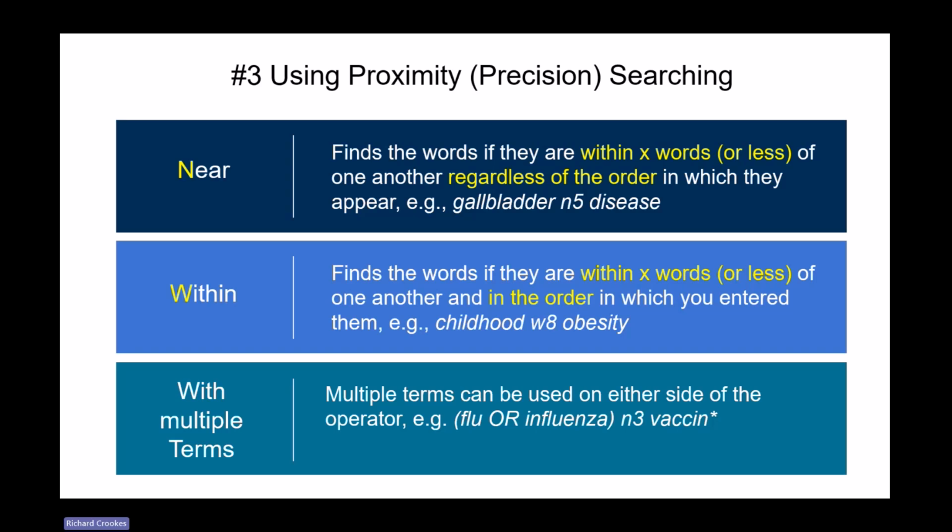Multiple terms can also be used on either side of the operator. So in this example with flu or influenza, we have in parentheses flu or influenza near 3 words of vaccine. Now I've truncated vaccine as well, so we could pick up vaccine, vaccines, vaccination, vaccinated, vaccinations, etc. So again, you can combine the truncation, the wildcards, with the precision operators as well. So you can construct a query that way to ensure that you find variations. They're kind of shortcuts. You can make this more long-winded if you wish, but these are just some examples of how you can use the syntax on this particular platform, again applied to CINAHL and MEDLINE.